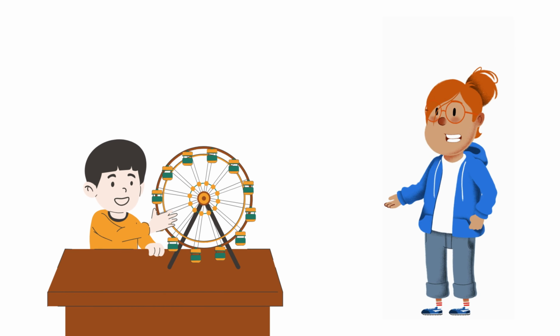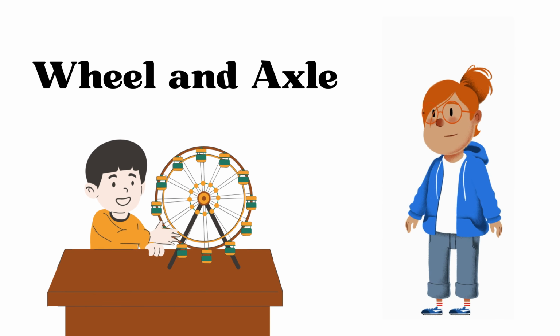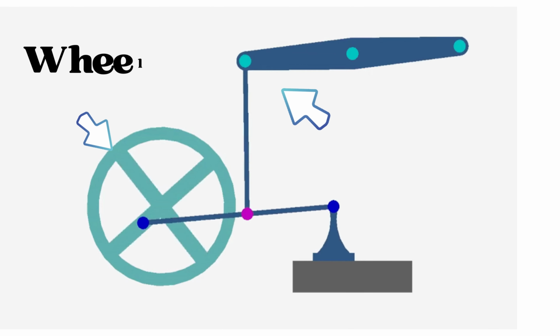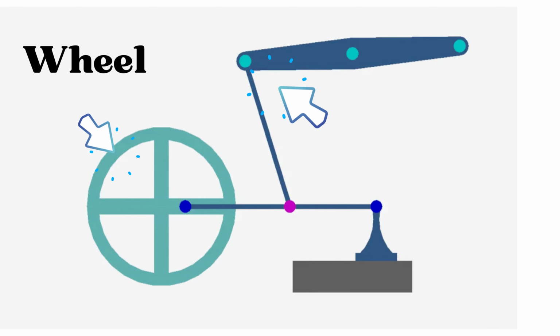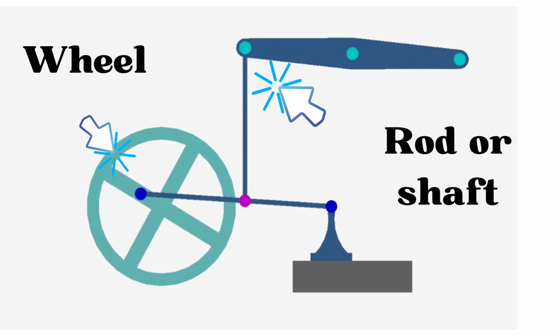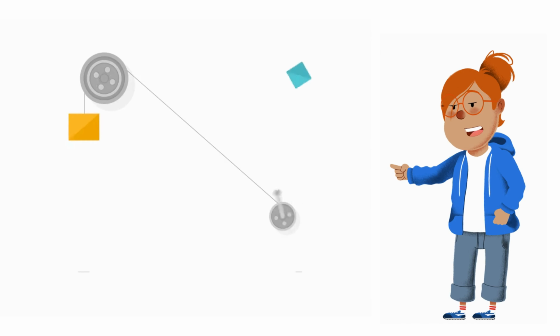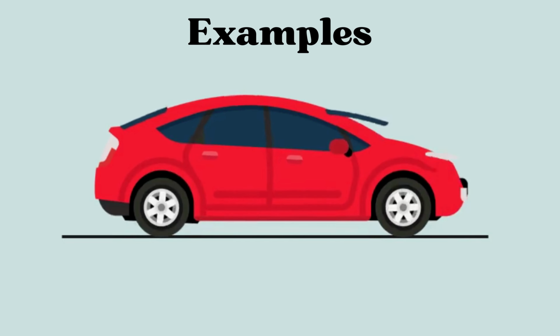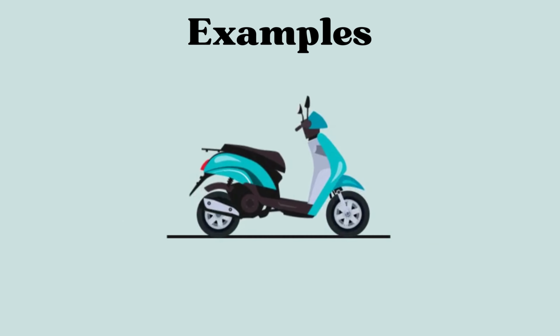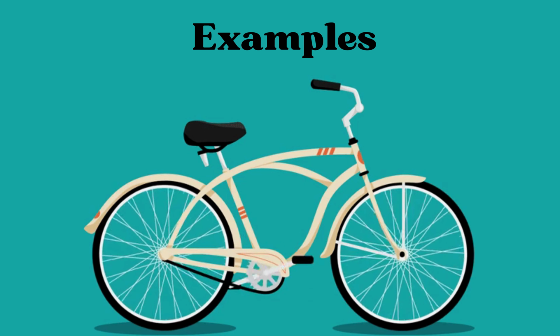Kids, next we're going to see wheel and axle. A wheel and axle consist of a large wheel connected to a smaller rod or shaft. It allows for the transfer of force over a distance. Examples include wheels on cars, bikes, and cycles.